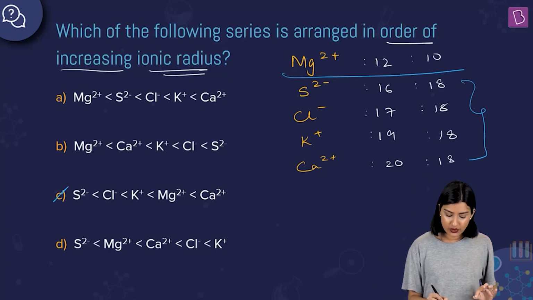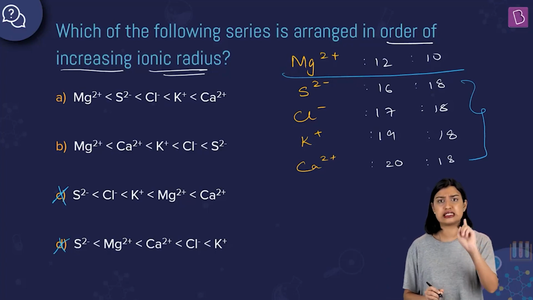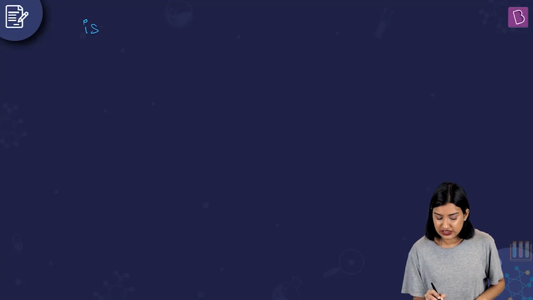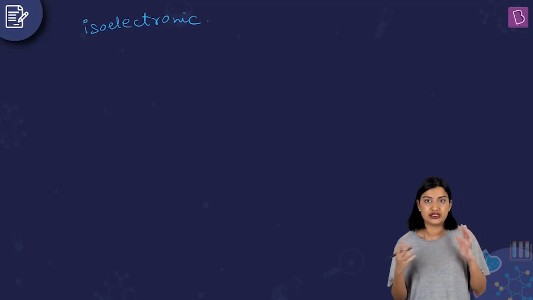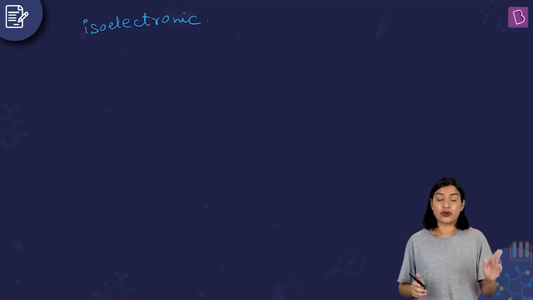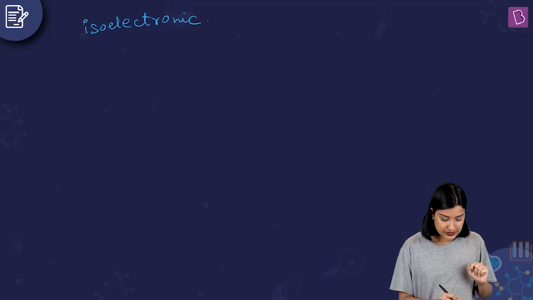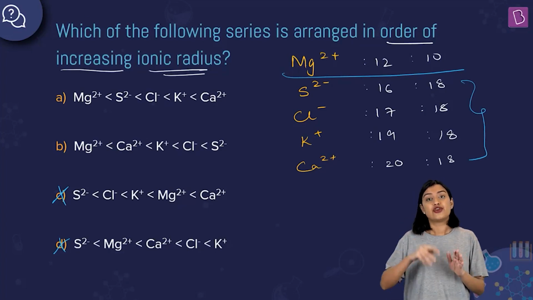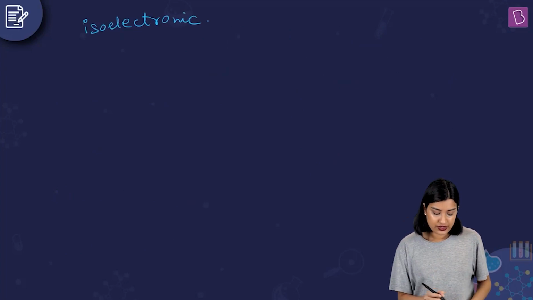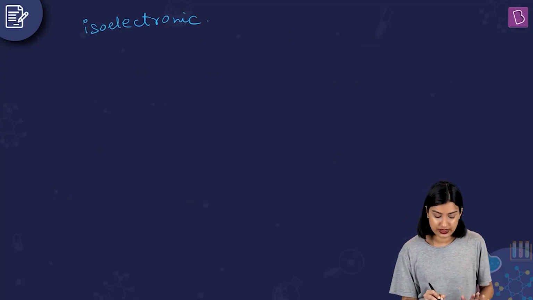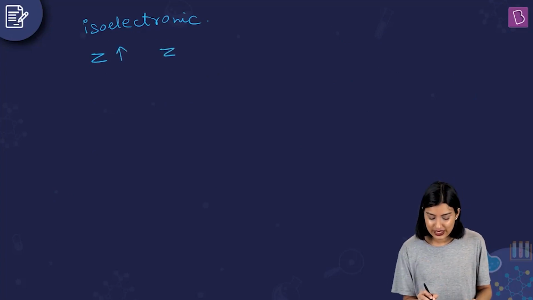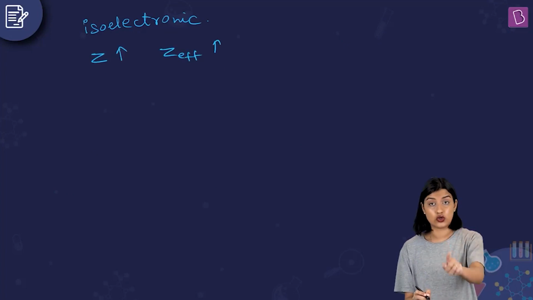So I'm going to discard options C and D immediately. Magnesium 2+ is the least. What after that? You have isoelectronic species, which means their number of electrons is going to be the same. What is going to change is your effective nuclear charge. Depending on your number of protons in the nucleus or the charge on the nucleus, your ionic radius is going to differ. As the charge on the nucleus, or atomic number Z, increases, your Z effective is also going to increase, because you are talking about isoelectronic species.